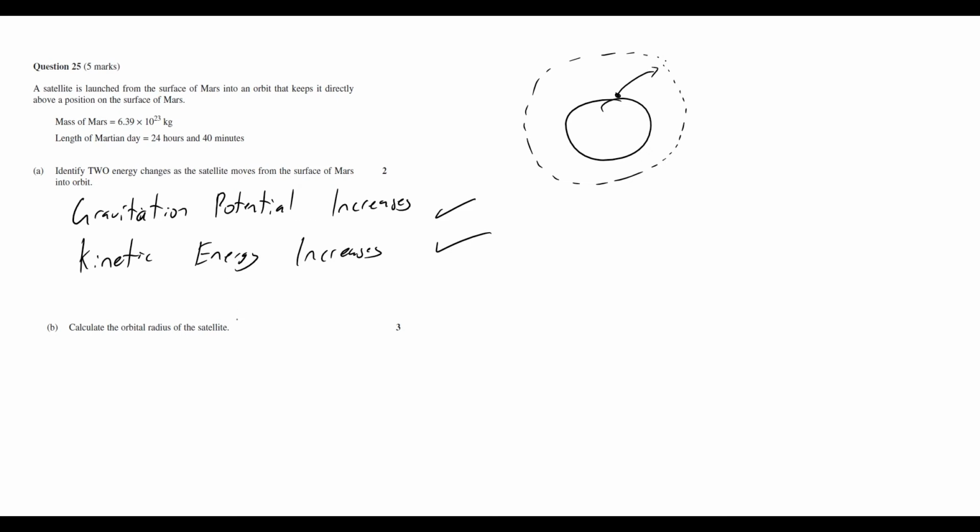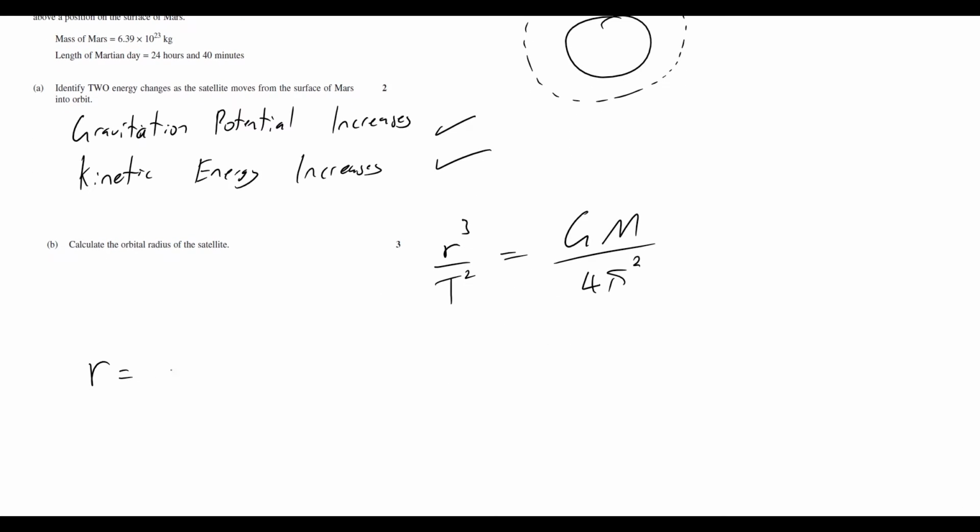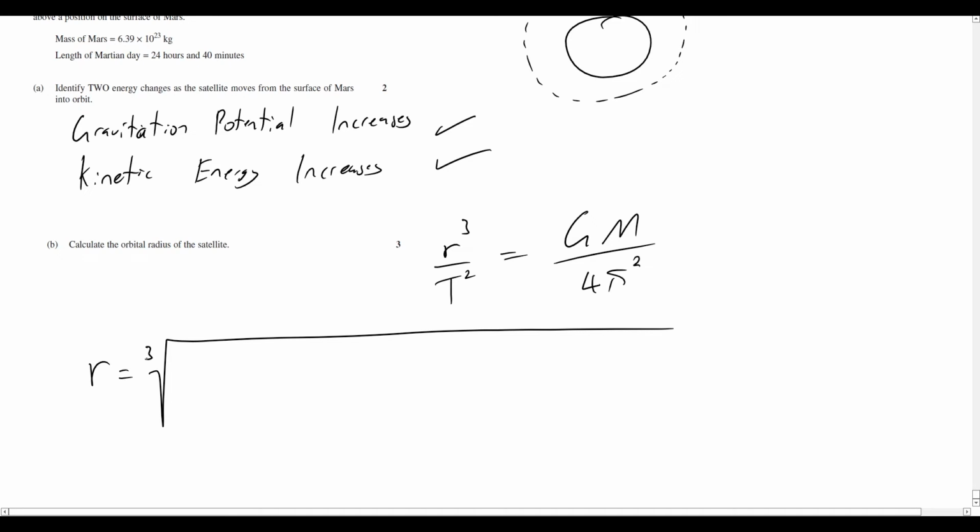Okay, now for part B, it asks us to calculate the orbital radius of the satellite. So we need to refer back to Kepler's laws. So we should know that r cubed over T squared, the period, is equal to G, the gravitational constant, times M, the mass of the heavier object here, which is going to be the planet, not the satellite, divided by 4 pi squared. Okay, so quickly rearranging for r, the radius, we know that r must therefore equal the cube root of, so G is 6.67 times 10 to the negative 11, times M, the mass of Mars, which was given above as 6.39 times 10 to the 23.